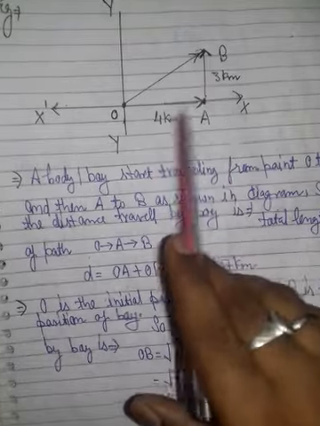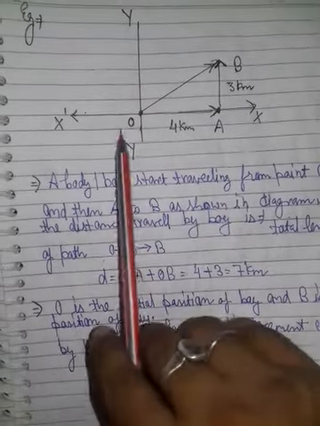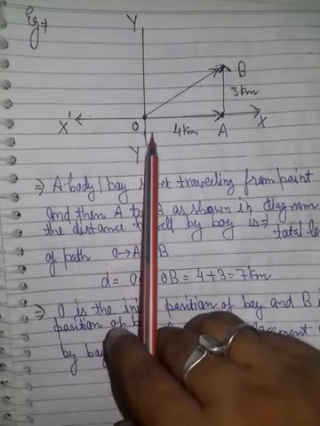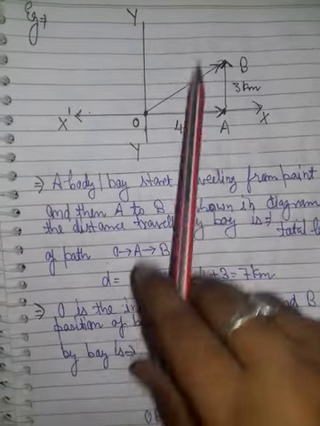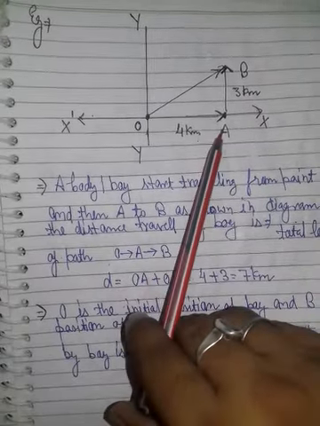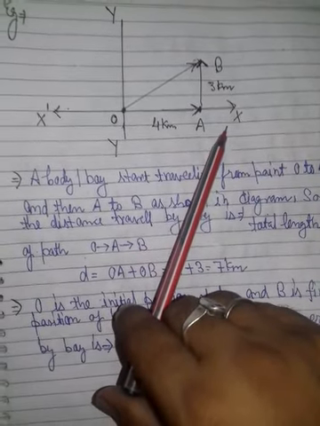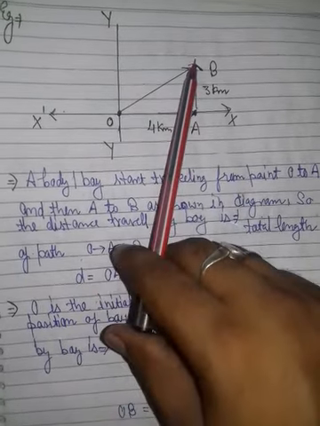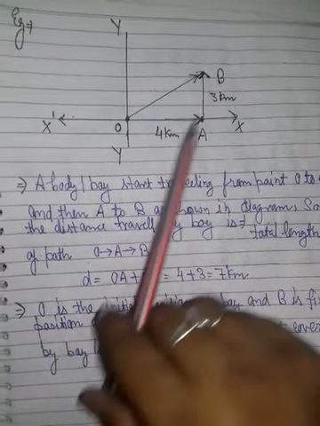Here is the diagram, with the x-axis and y-axis. For example, a boy is moving from the origin point O, the reference point, as we have already told in the previous section of the video. From O to A the distance is 4 km, and after that from A to B it is 3 km. That is distance, because it does not depend on the direction of the body. So the total distance covered by the boy is equal to O to A plus A to B, that is the total length of the path. This is known as distance, equal to 7 km.